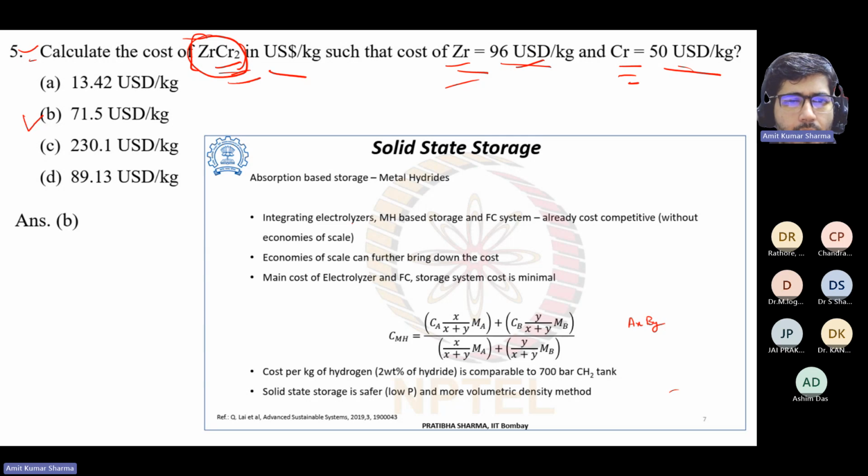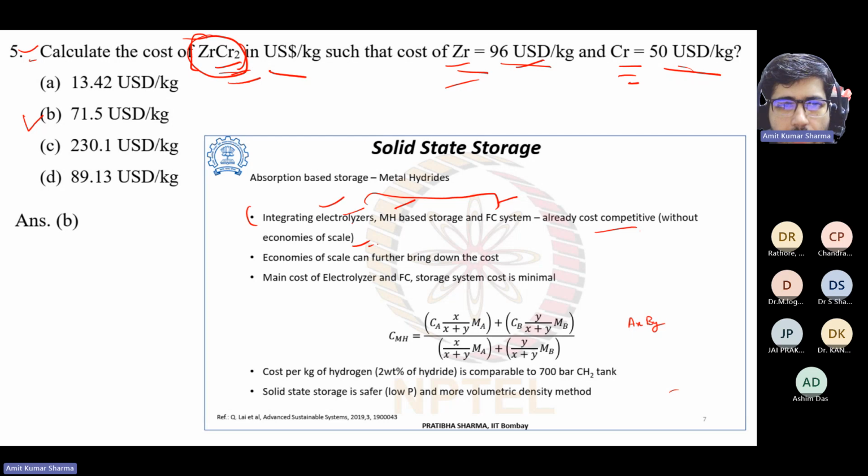Mainly, if we are doing the integration of electrolyzer, metal hydride based storage, and fuel cell system, then it is cost competitive. Even without economies of scale, it's still cost competitive, and this kind of system is already used and under development at IIT Bombay. I think I have already told you earlier also. They're developing two, three wheelers based on this kind of system.